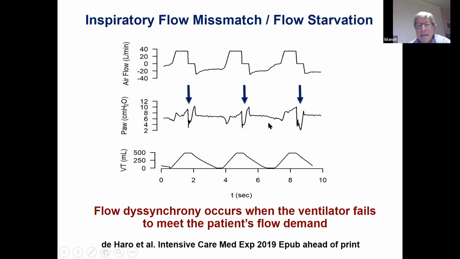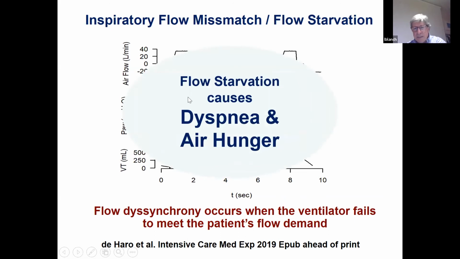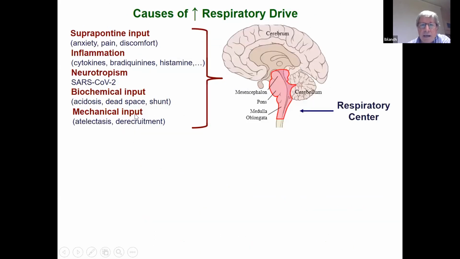This happens at each breath. When that happens at each breath, nowadays, only by looking at the screen and examining the patient, we can detect this important asynchrony. Flow dyssynchrony occurs when the ventilator fails, for whatever reason, patient or machine related, to meet the patient's flow demand. This can cause dyspnea and air hunger.